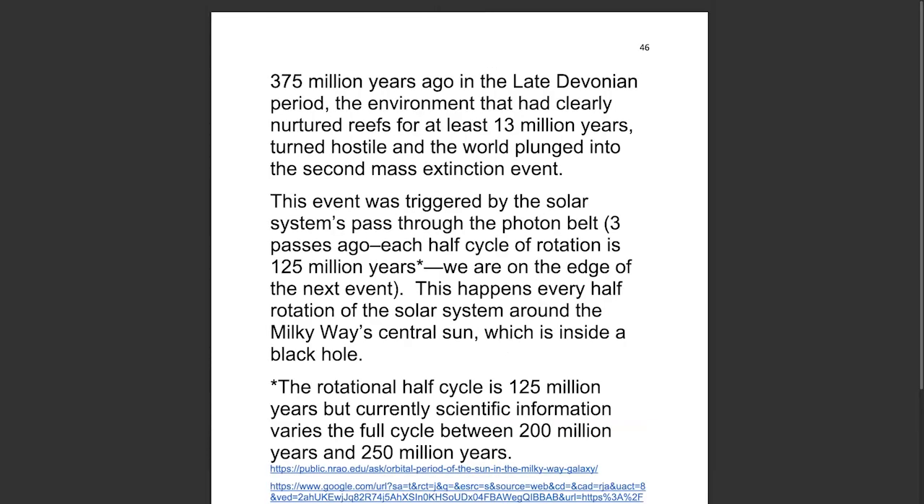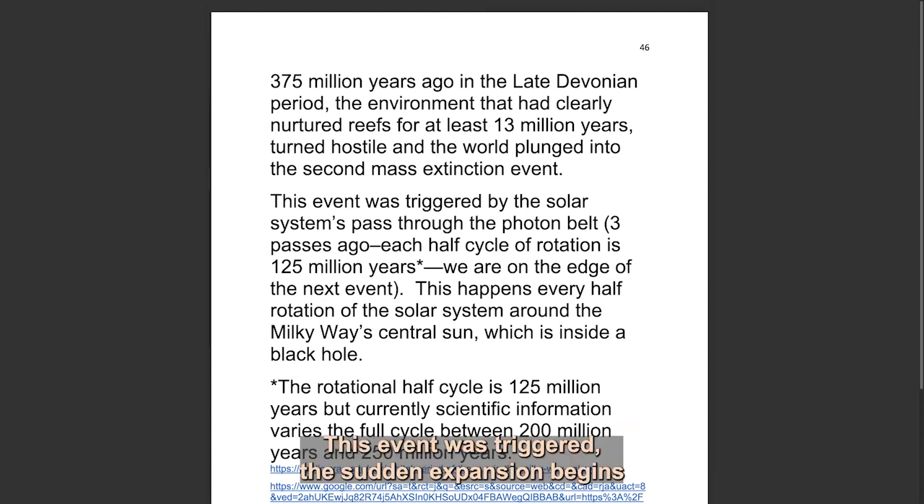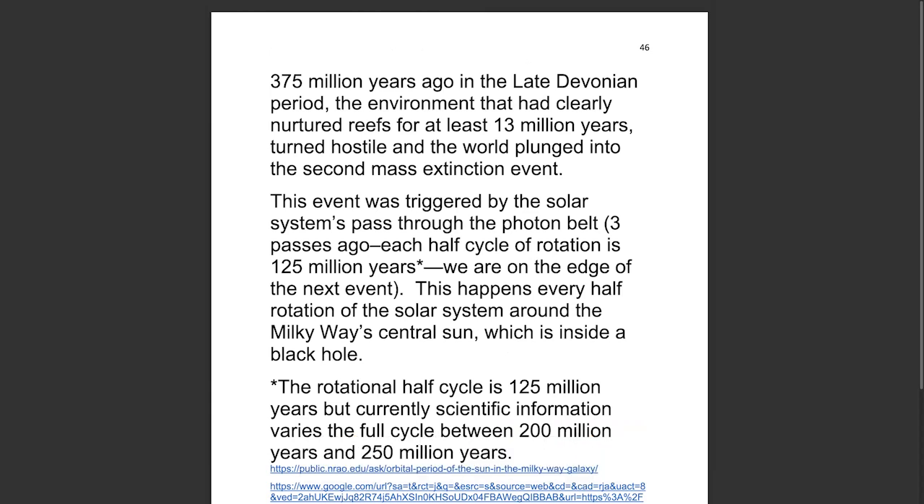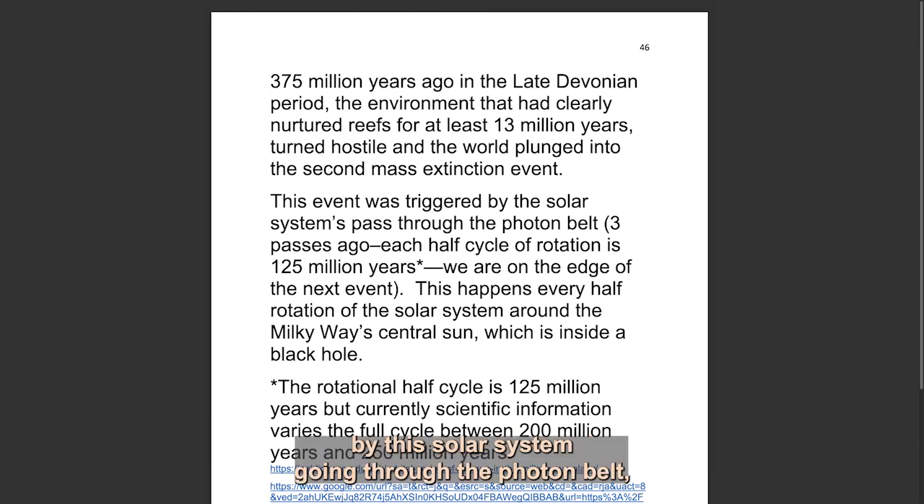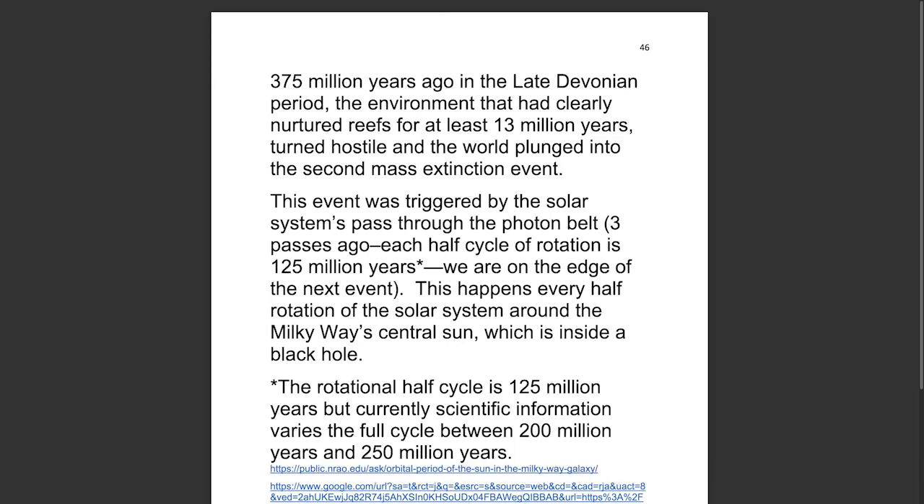375 million years ago, in the late Devonian period, the environment that had clearly nurtured reefs for at least 13 million years suddenly turned hostile, and the world plunged into the second mass extinction event, the same one here. This event was triggered, the sudden expansion again here, by the solar system going through the Photon belt, and that'll be another decode as well. It's what's causing the Great Awakening.